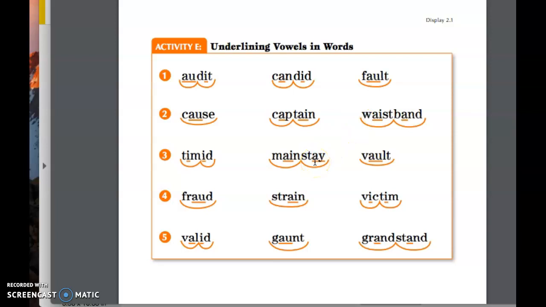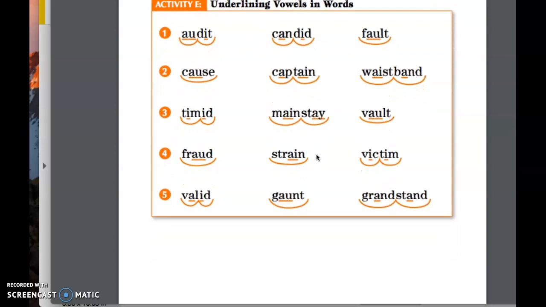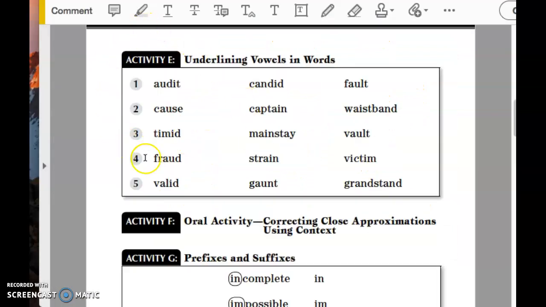Now continue with the rest of activity E. If you need any help, I'll be here, but I also will be testing you on the words. Remember, you are only doing activity E. What activity? Activity E only.